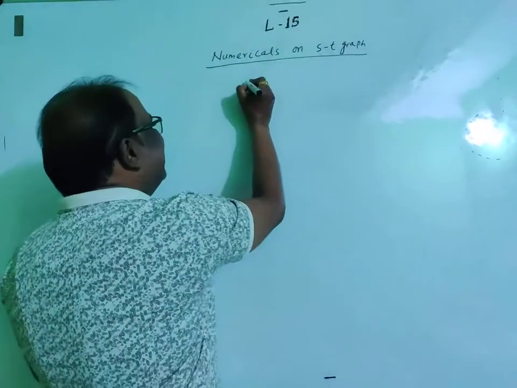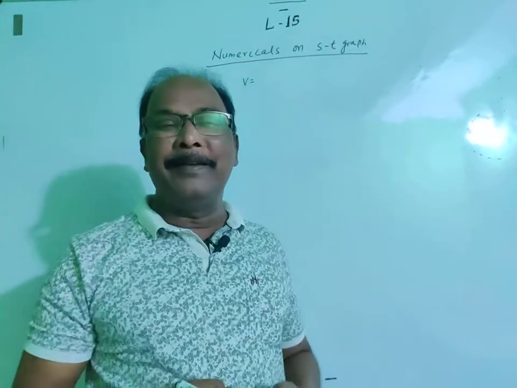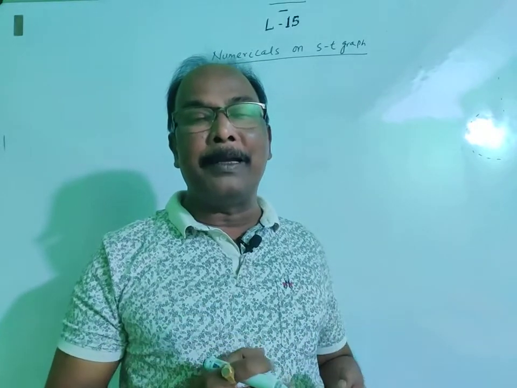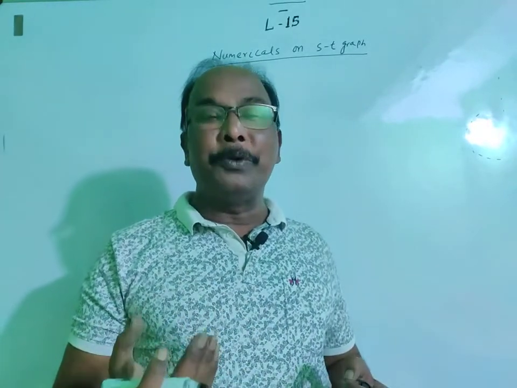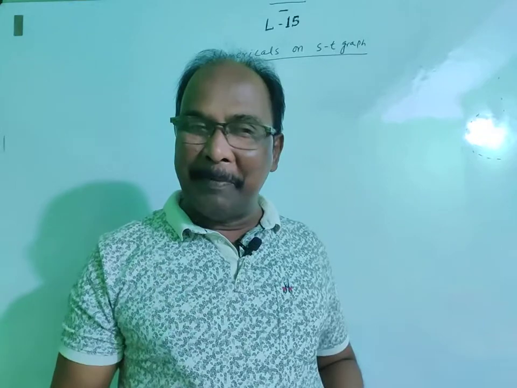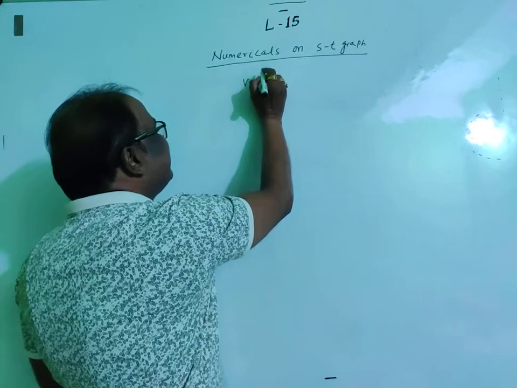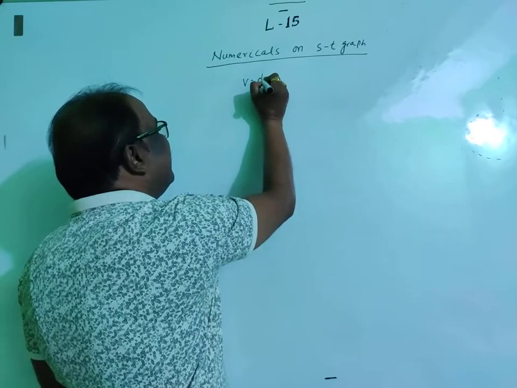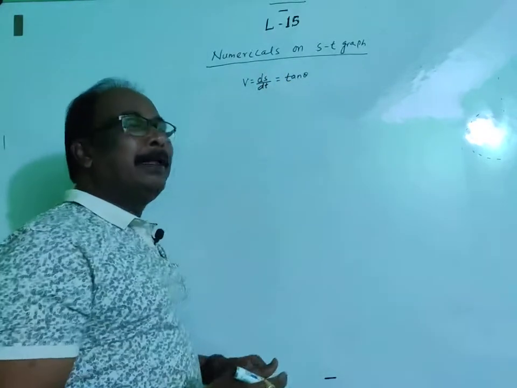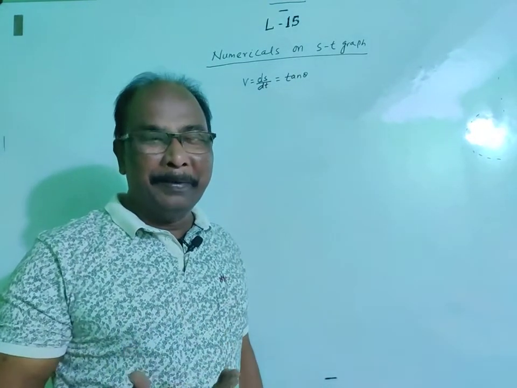As we have discussed, from the displacement time graph we can calculate the velocity of a body. The slope of the displacement time graph gives us velocity. Thus, the magnitude of velocity is ds by dt, and that equals tan theta. So tan theta is the slope of the graph, and the slope gives us the velocity of a body.